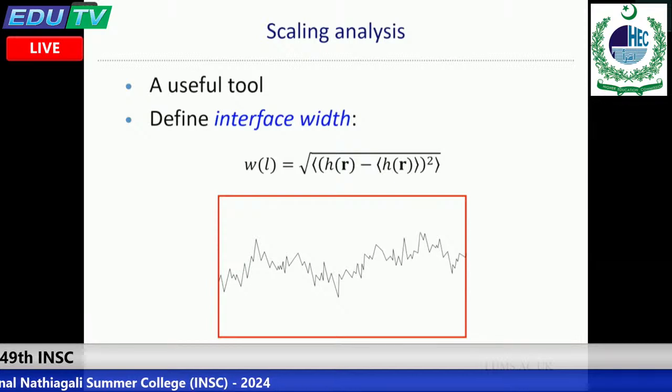What it is mathematically: it's the root mean squared deviation of the height from its mean value. So basically, the greater the roughness, the greater the interface width will be. But the key point, which is different from what is usually done, is that the length scale over which it is calculated is changed. So what does that mean?